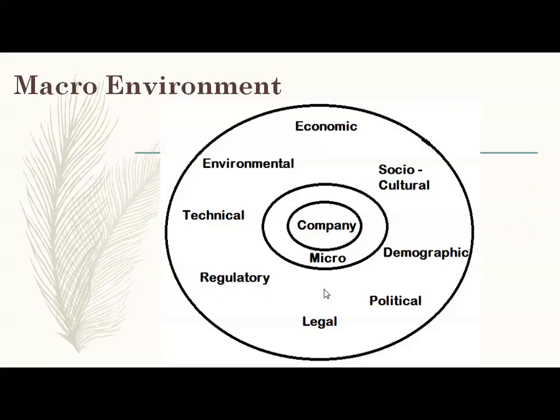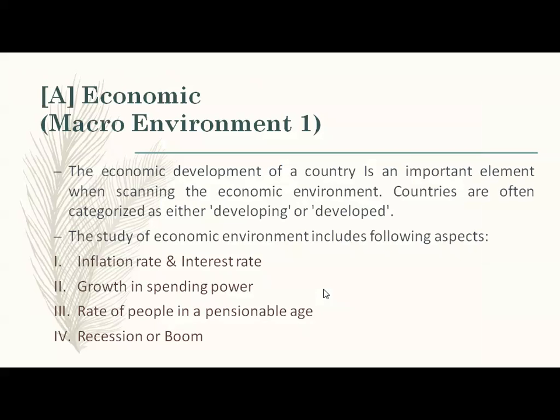The major external and uncontrollable factors that influence the organization's decision making and affect its performance and strategies are called macroenvironmental factors. The company is immediately surrounded by the microenvironment, which is thereafter surrounded by the macroenvironment. These macroenvironmental factors are shown as economic environment, socio-cultural environment, demographic environment, political environment, legal environment, regulatory environment, technological environment, and natural environment. Each and every environment, now we will see in detail.